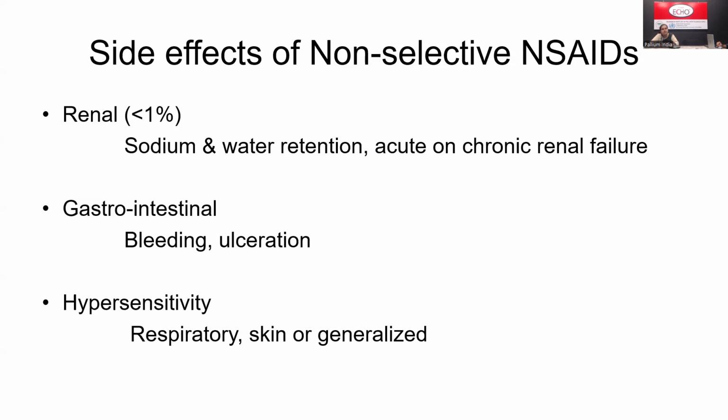The side effects of non-selective NSAIDs: non-selective means it will inhibit both COX-1 and COX-2, right? I have already explained that if COX-1 is inhibited, all these side effects can occur. It can result in sodium and water retention, acute and chronic renal failure, bleeding, ulceration, hypersensitivity, and respiratory, skin, or generalized irritation. Next.